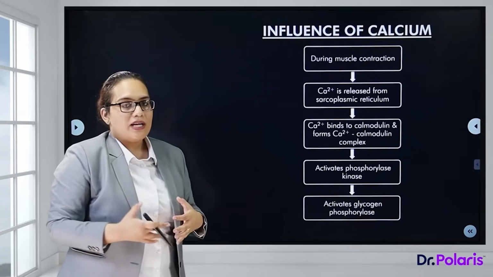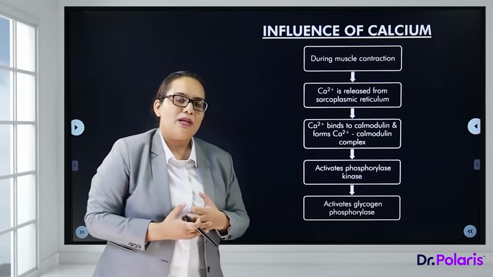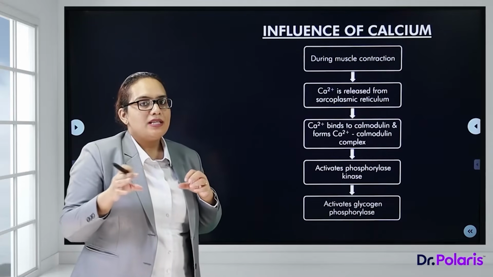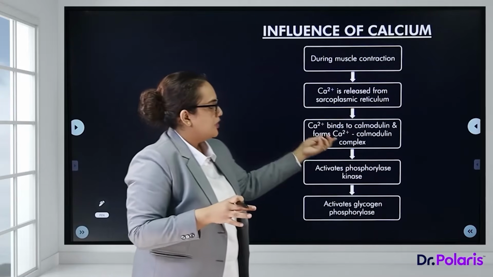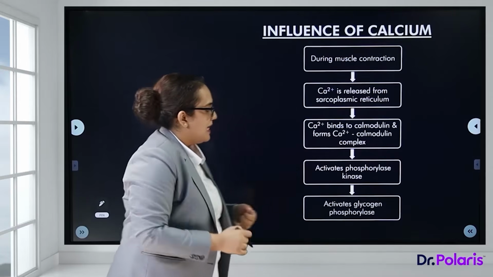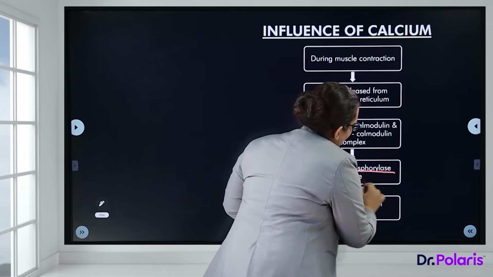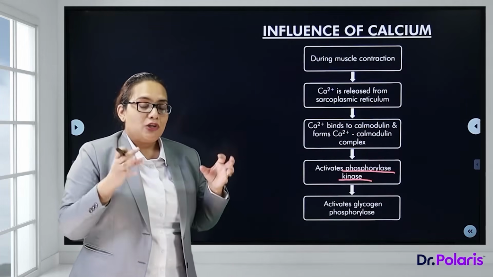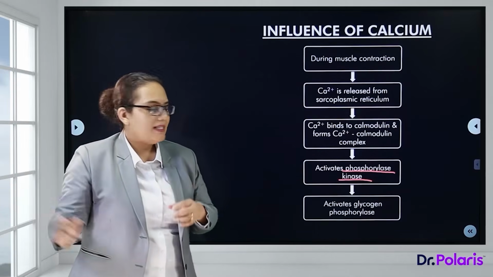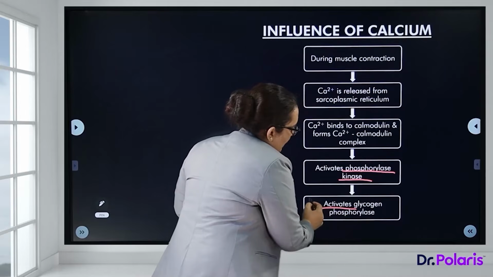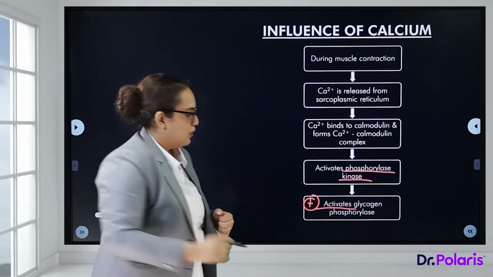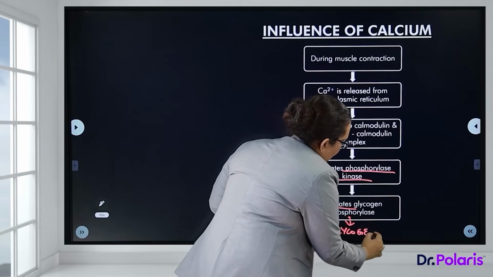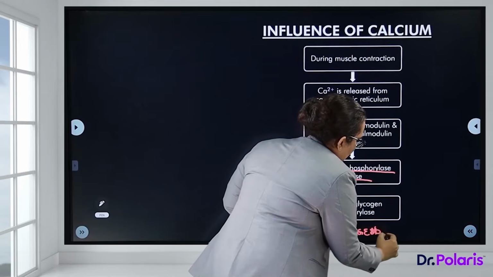What happens during muscle contraction is calcium is usually released from the sarcoplasmic reticulum, and when calcium is released from the sarcoplasmic reticulum, it binds to a protein known as calmodulin and forms a complex called the calcium calmodulin complex. This complex activates phosphorylase kinase, and phosphorylase kinase is known to add a phosphate group to the glycogen phosphorylase enzyme, and the phosphorylated form of glycogen phosphorylase is the activated form. So it activates glycogen phosphorylase, thereby promoting glycogenolysis. That's how calcium acts on muscle glycogen.